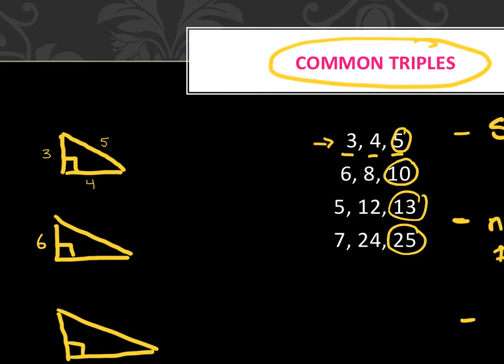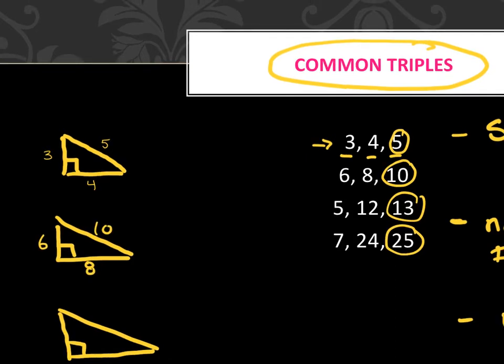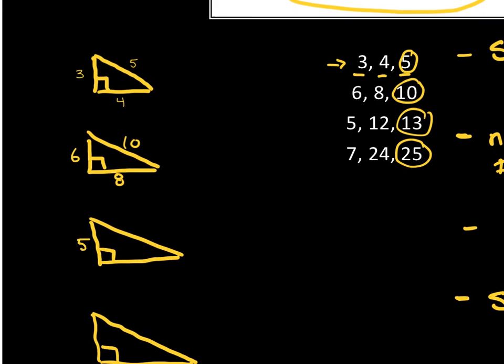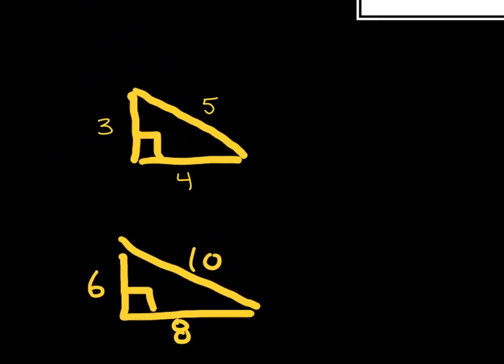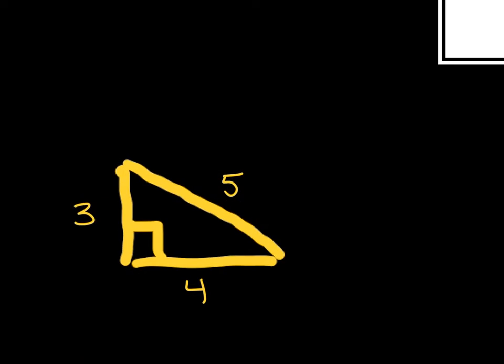And now here I've got 6, 8, 10. Here I've got 5, 12, 13. And here I've got 7, 24, 25. Now, how do I know that these numbers actually work? Well, I actually have to test them to say, are these numbers a Pythagorean triple?